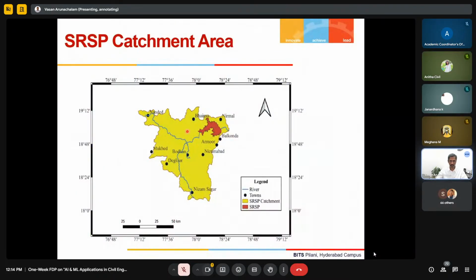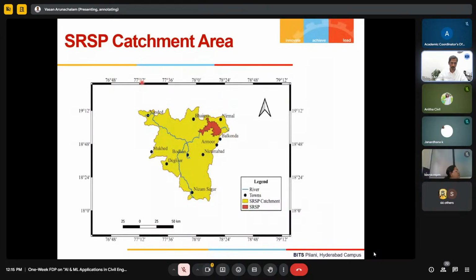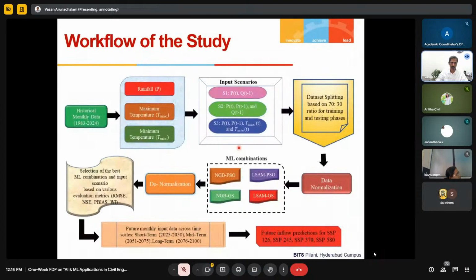Very briefly, the Sriram Sagar project, in short SRSP, has its catchment area in Telangana. This is briefly the workflow of the study that I did. I'm going to briefly take you through the process, so that I'll at least keep the last 5 to 7 minutes for some kind of a discussion.